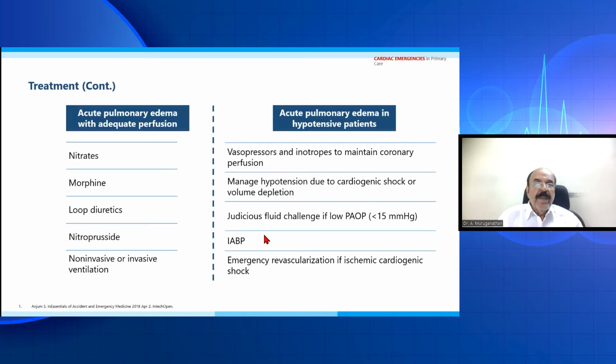Treatments for acute pulmonary edema with adequate perfusion: you can try nitrates, morphine, loop diuretics, nitroprusside, non-invasive or invasive ventilation. In a hypotensive patient with acute pulmonary edema, vasopressors and inotropes to maintain coronary perfusion, manage hypotension due to cardiogenic shock or volume depletion, judicious fluid challenge if low PCWP, less than 15 millimeter.